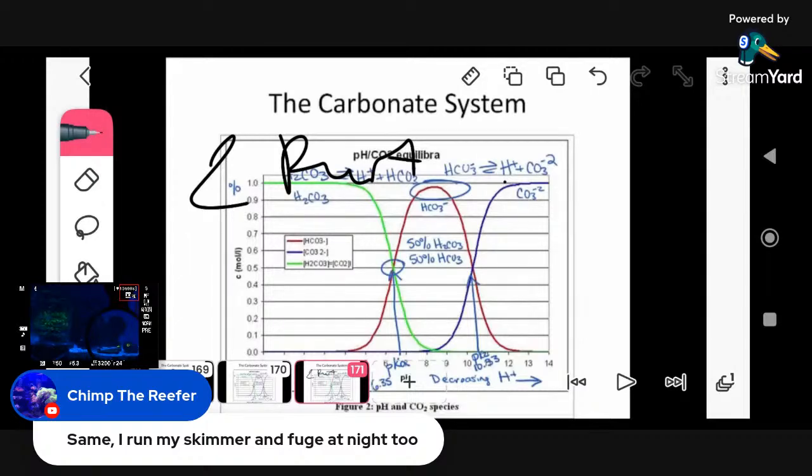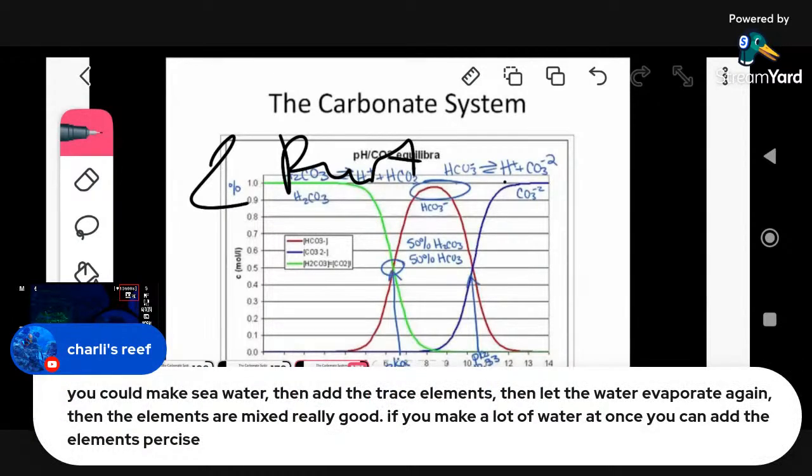Same. I run my skimmer and Fuge at night too. All right, all right. I run my skimmer all the time, but my skimmer broke down, guys. So I'm not running the skimmer in my SPS or on my Monty tank. I need a new pump. So right now, skimmer down.